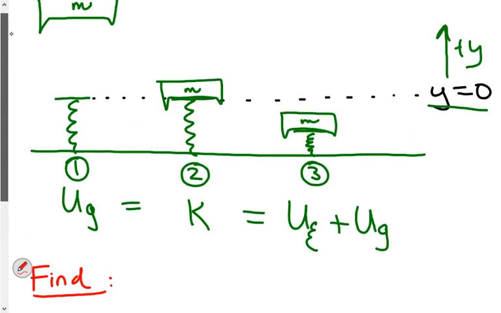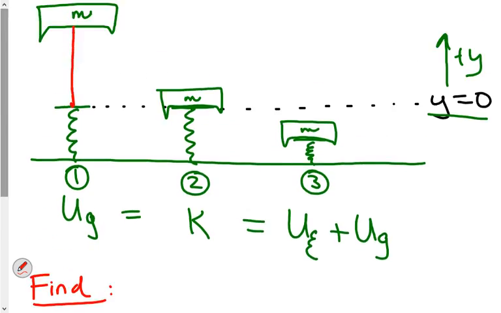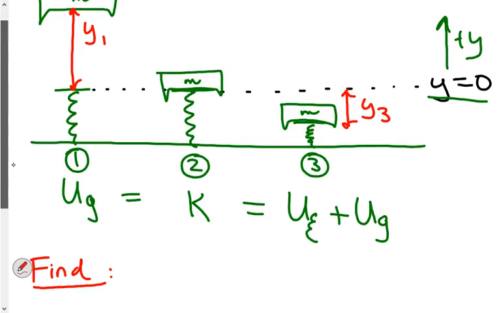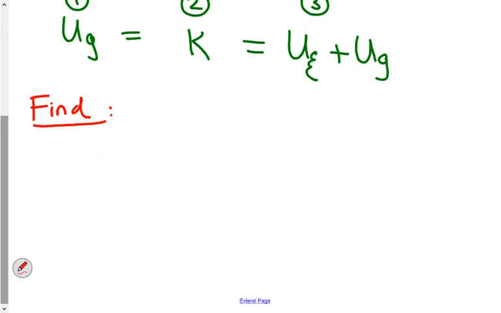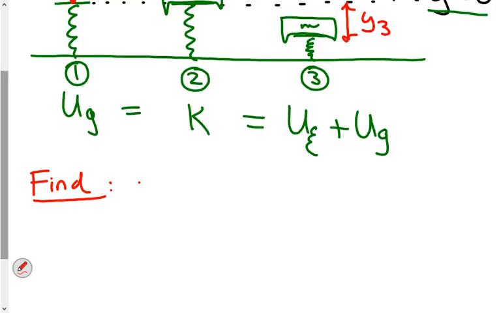Okay, so let's go up here for a minute again. And let's call this distance y1, and this distance y3. And then what I'm trying to find is what? If I'm trying to find the maximum compression of the spring, what variable is that? Y3.